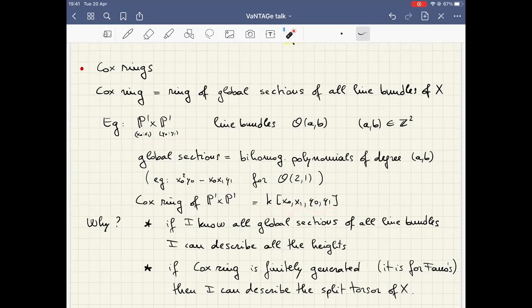Small parenthesis, all toric varieties have Cox rings that are polynomial rings. And this one is one such example. And if you look at the usual projective space, then the Cox ring is just the coordinate ring of the projective space.